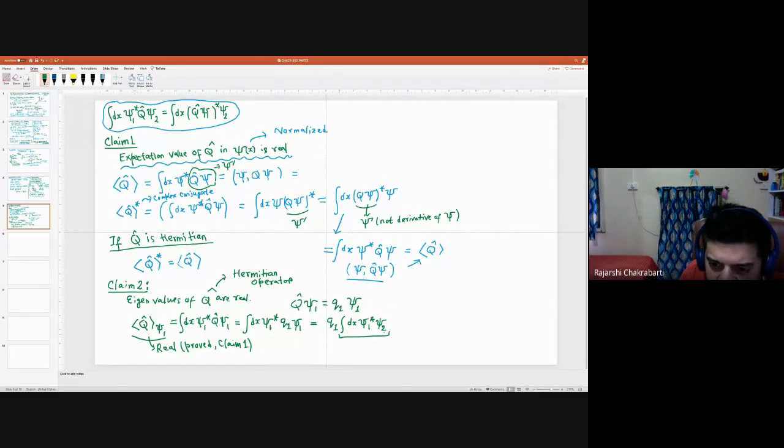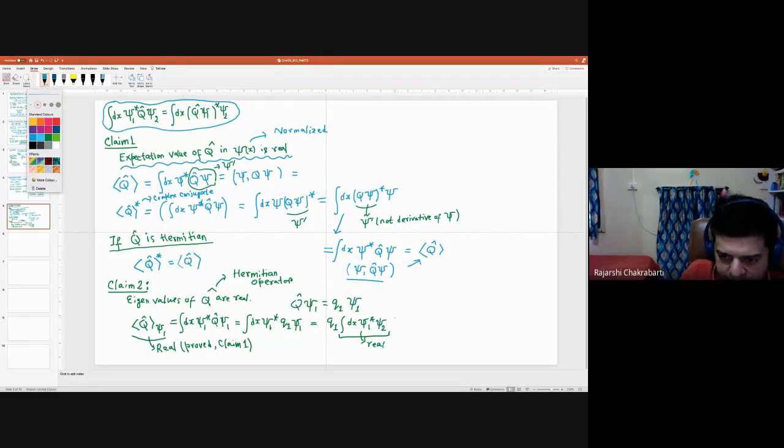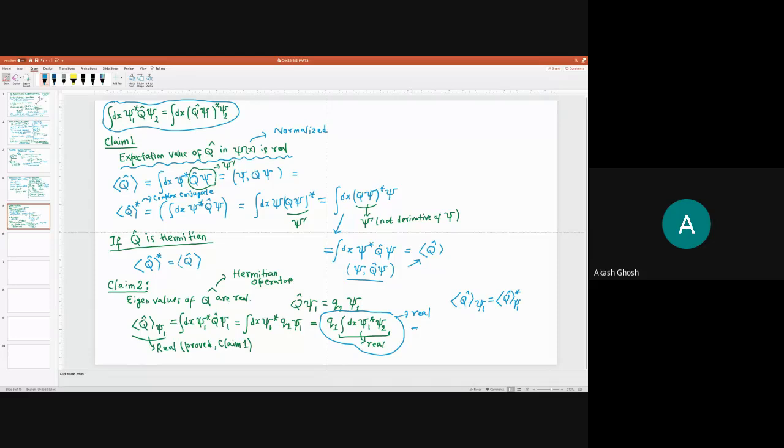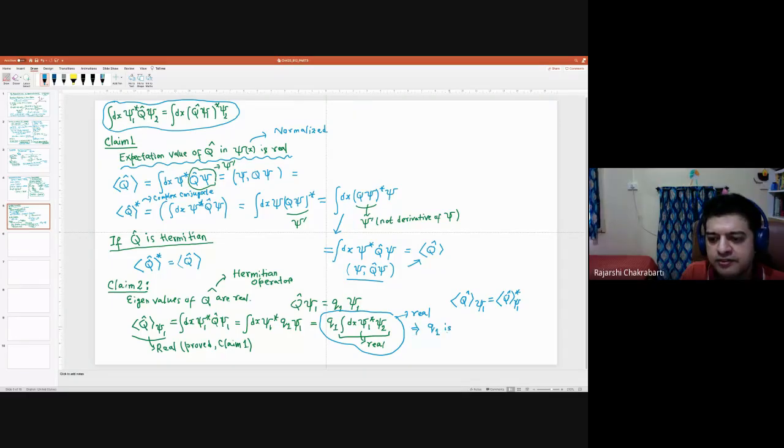And what is this quantity? Now this integral of psi star psi dx part is real. It has to be, no? The whole thing is real. Oh, then what is the answer? This is real, and the whole thing is also real. Why? Because the only possibility is what? What is the answer? That Q1, the eigenvalue, is also real.